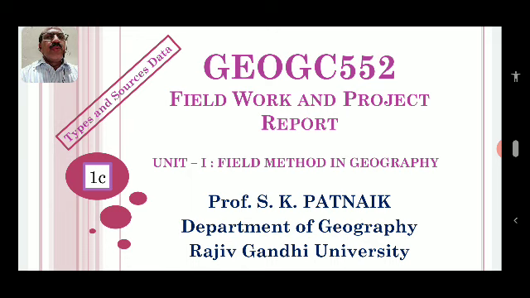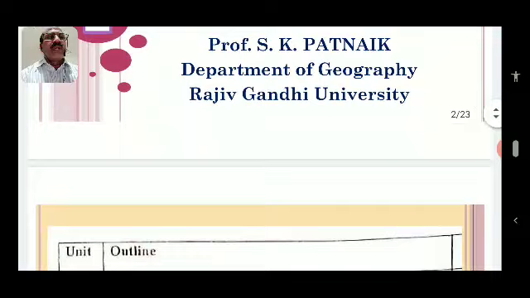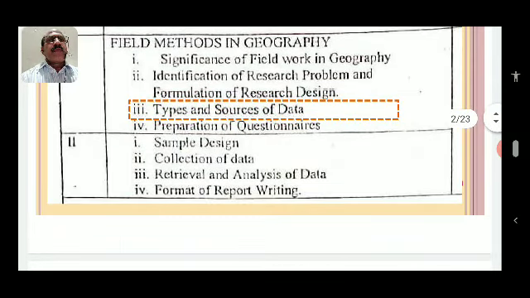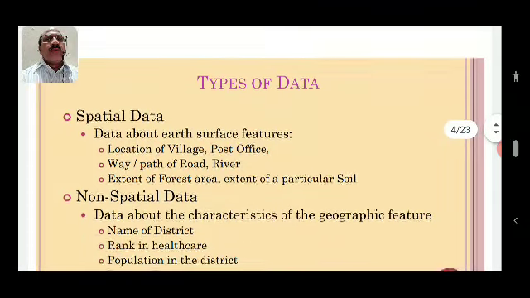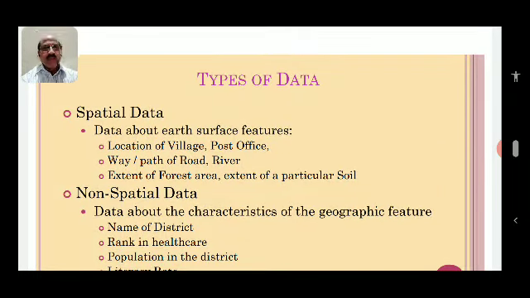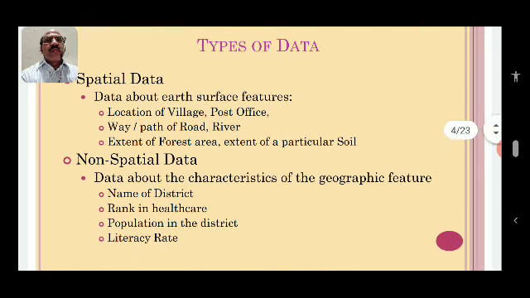Today we have the subunit of the unit Shift in the Field Method in Geography. That's your types and sources of data. In the types of data, we have basically two types of data. Number one is the spatial data and second one is the non-spatial data. In the spatial data, we take the earth surface features, that is the geometry.